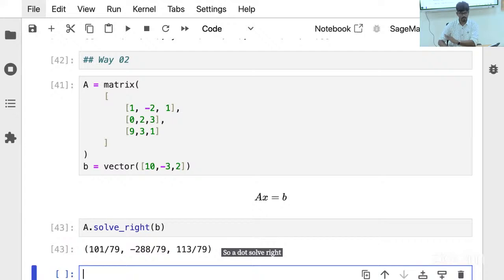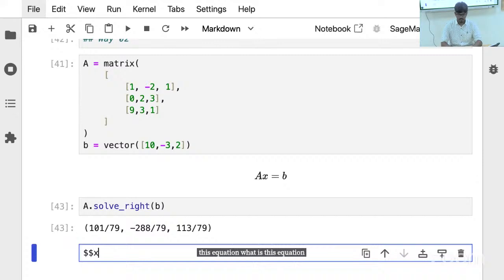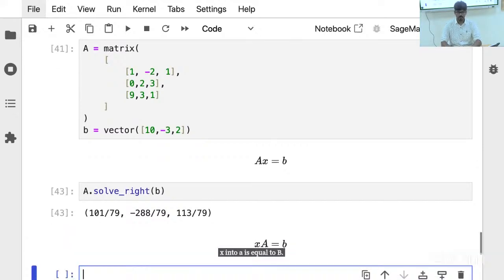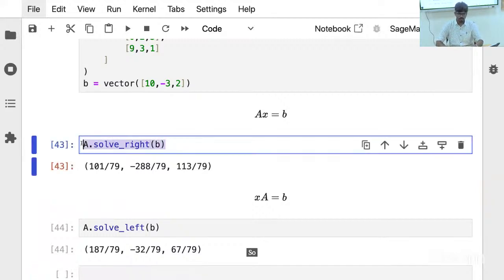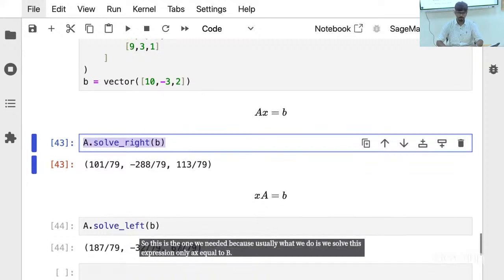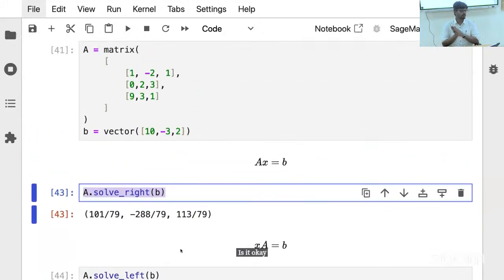There's also A dot solve left, and what that will do is solve the equation X into A is equal to B. If you solve left, obviously that's a different solution. So this is the one we needed, because usually what we do is solve this expression only, AX equal to B. Is it okay? Is everybody comfortable now?